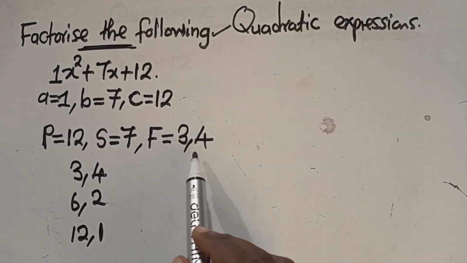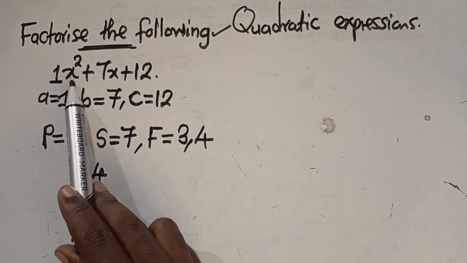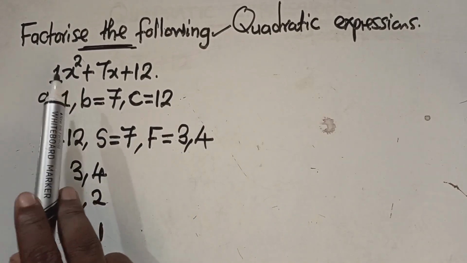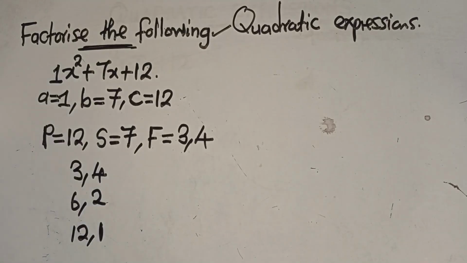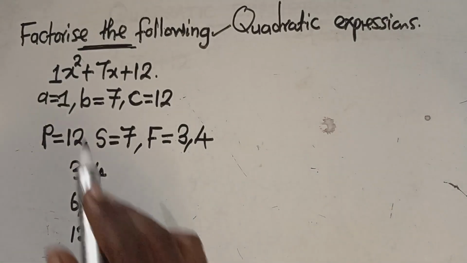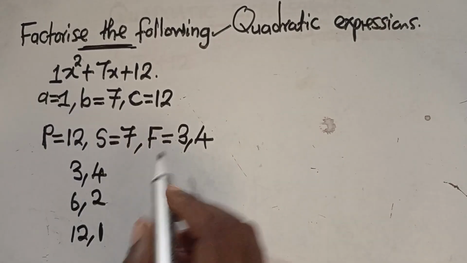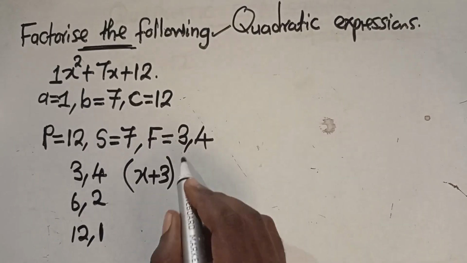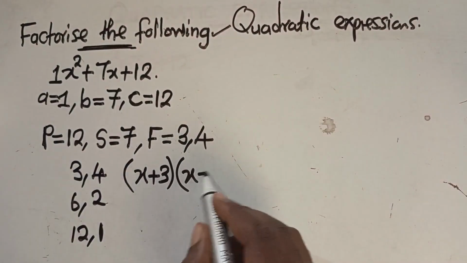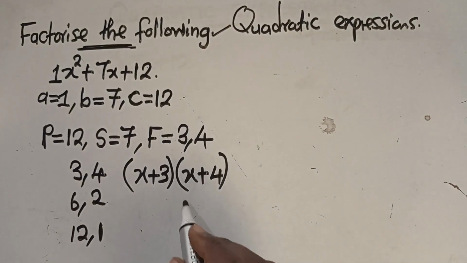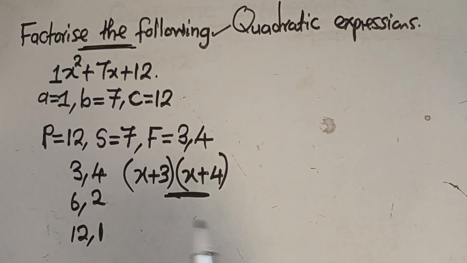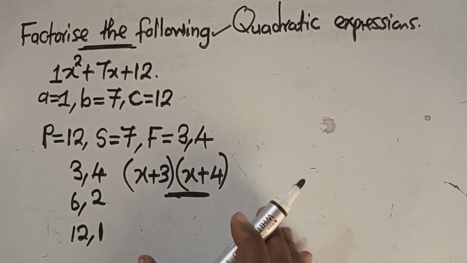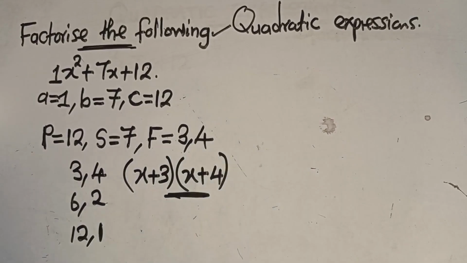Since these are the factors, and the coefficient there is 1, what you are going to do is just say x plus 3, then x plus 4. So this is your answer. You factorized. This is what it means to factorize, and this is what you need to get and understand. I guess we are moving together.